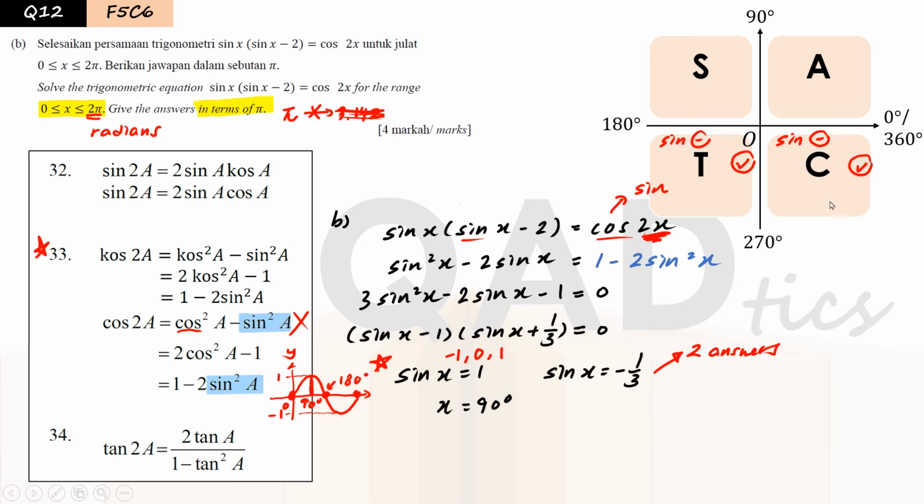Okay, so now we have identified the quadrants that we want. So now we need to find the values based on the 2 conditions here. But first we need to figure out the theta value. So what is the theta value? Basically for the sine, if we move it to the other side, what will be the value?